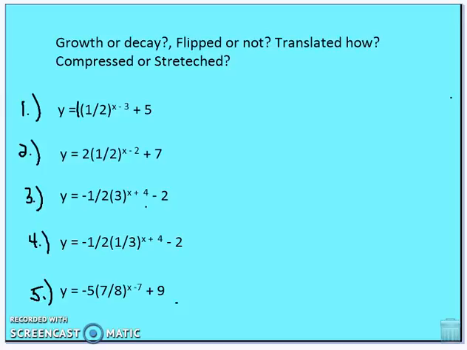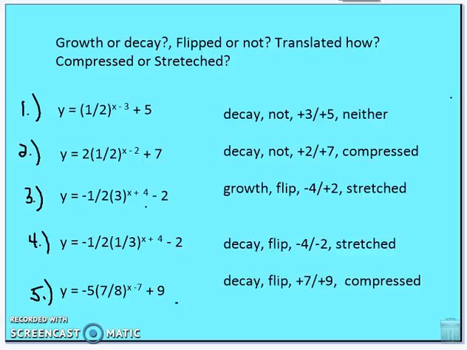So what I want you to do is take a look at these functions, and tell me whether or not, in relation to a parent function y is equal to a times b to the x minus h plus k, whether that function represents growth or decay, whether it's flipped over the x-axis or not, how it would be translated, and then compressed or stretched based on the value of a. And we'll come back and take a look at the answers.